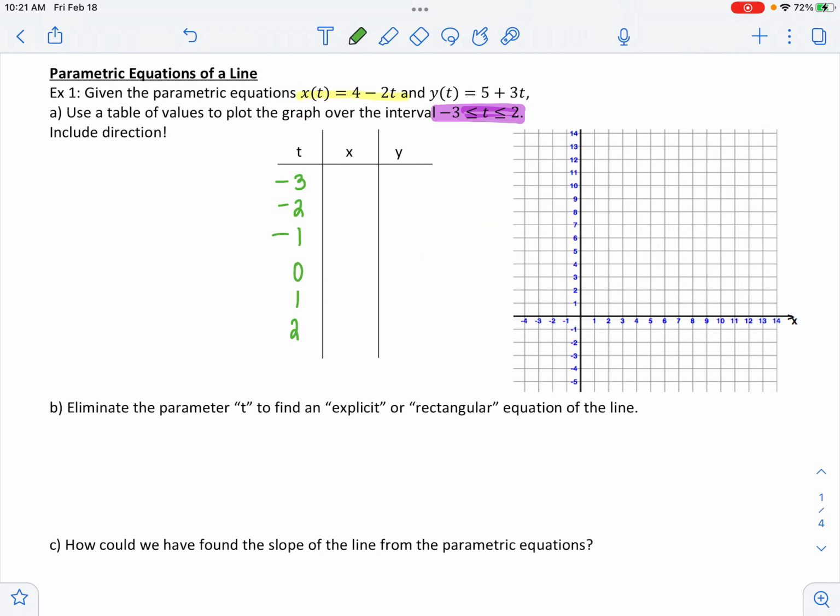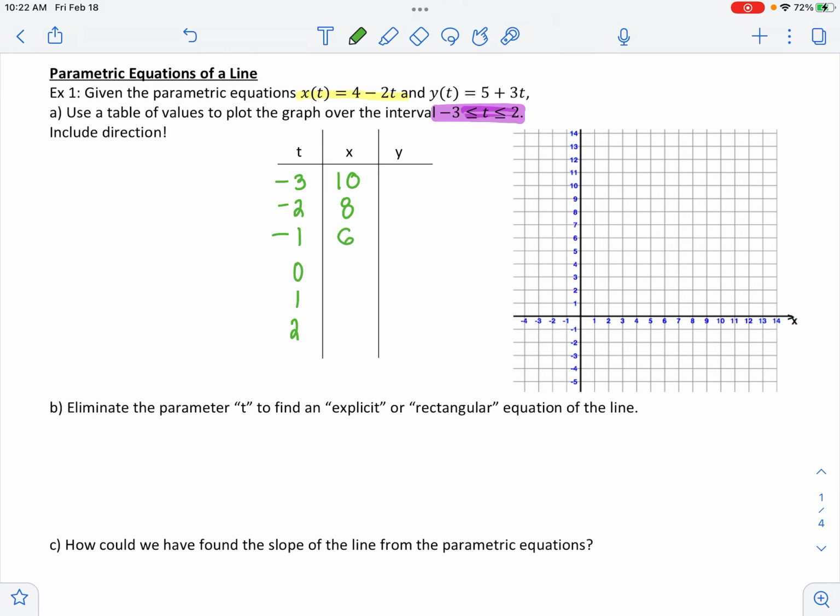I'm going to start by plugging in -3. 4 minus 2 times -3. -2 times -3 is 6, and then 4 and 6 is 10. Now I'm going to plug in -2. If I plug in -2, I get 4 plus 2, which is 8. Now I'm going to plug in -1, and I get 6.